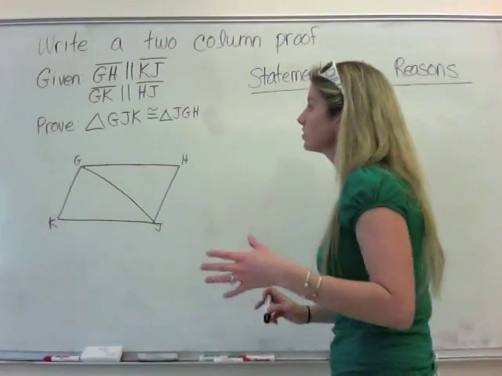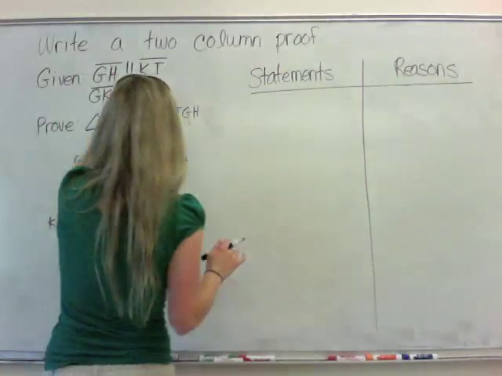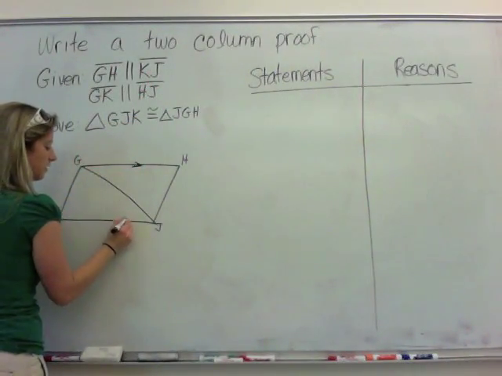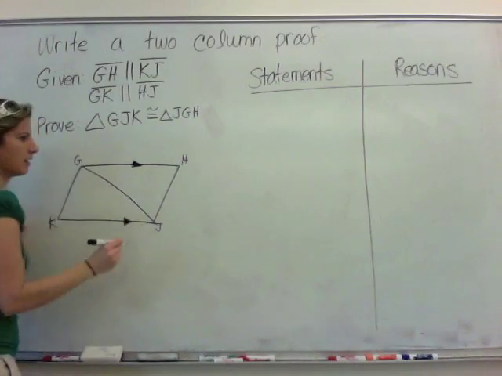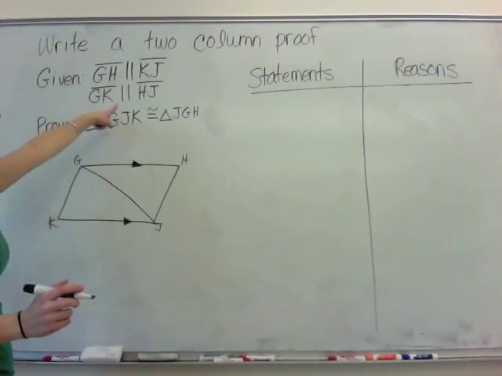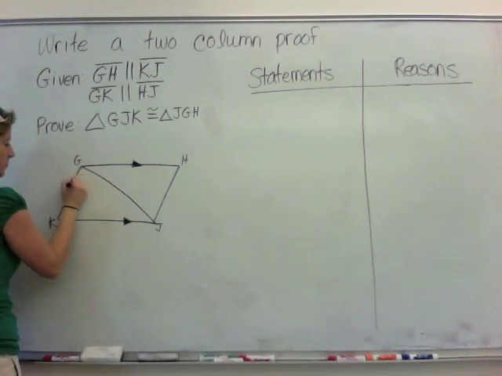I always told you when you're given information to mark it off on the picture. So GH is parallel to KJ, so we're going to mark that off as parallel. We can use little triangles if you want, or you can just use the symbol right there. Then the other thing that we know is that GK is parallel to HJ. So GK is right here, HJ is right here, so let's mark that off.